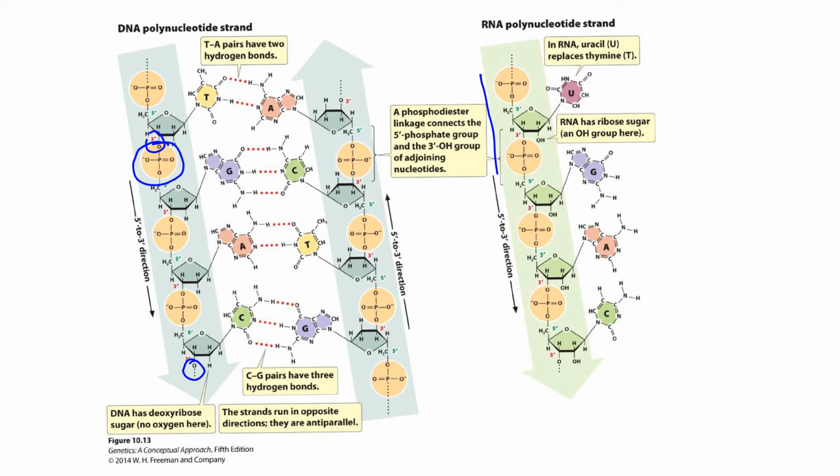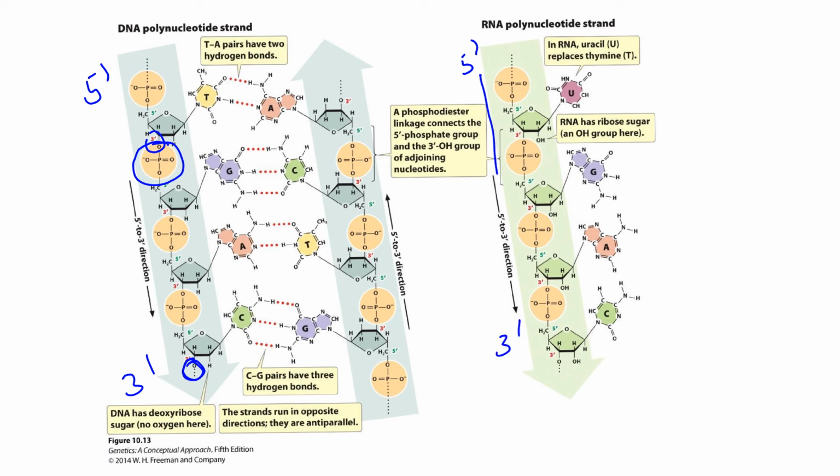This orientation gives polarity to DNA molecules. It has a 5' end and a 3' end. The 5' end has a phosphate attached to the 5' carbon of the terminal sugar, and the 3' end has a hydroxyl group at the 3' carbon of the sugar. The same polarity you find in the RNA molecule, where you have the phosphate at the 5' end and the hydroxyl group on the 3' end.